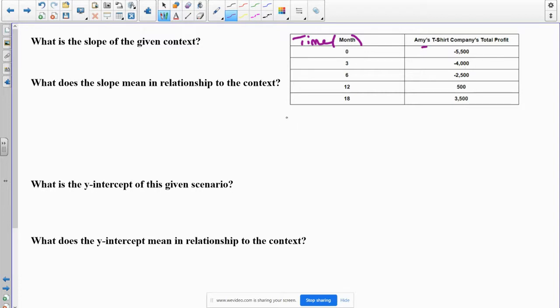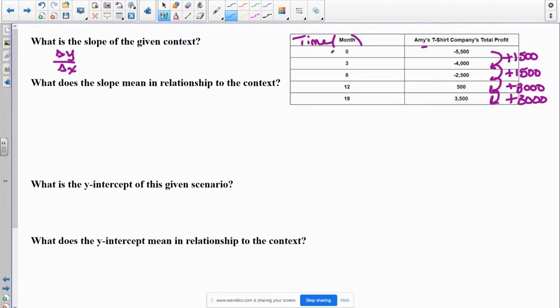So what is the slope? Remember, that's the change of the y over change of the x. We'll go look at the change in the y's here. So negative 5,500 up to negative 4,000 would be a positive 1,500. Again, going from negative 4,000 up to negative 2,500. Again, we're increasing by $1,500. So from negative 2,500 up to 500, that is a change of 3,000. And then 500 up to 3,500, that is a change of 3,000.